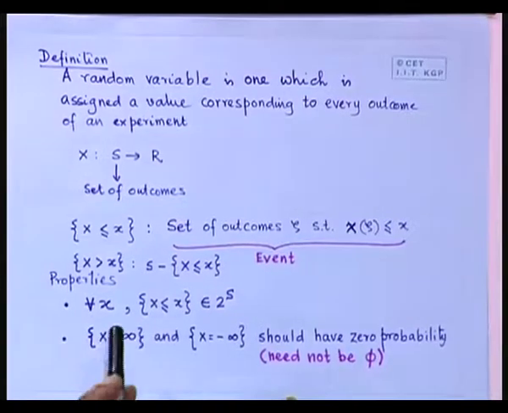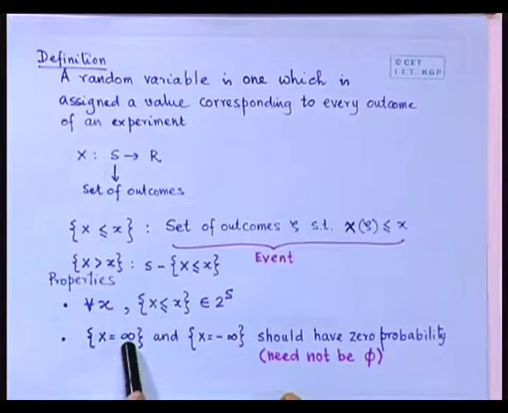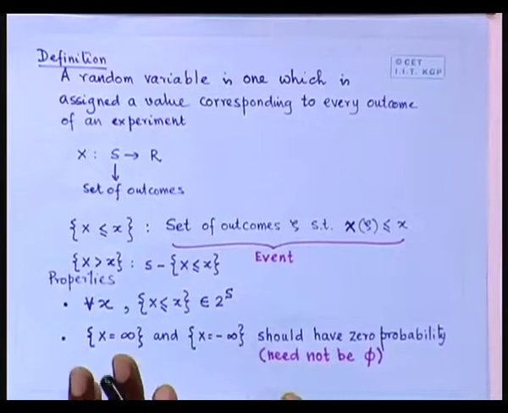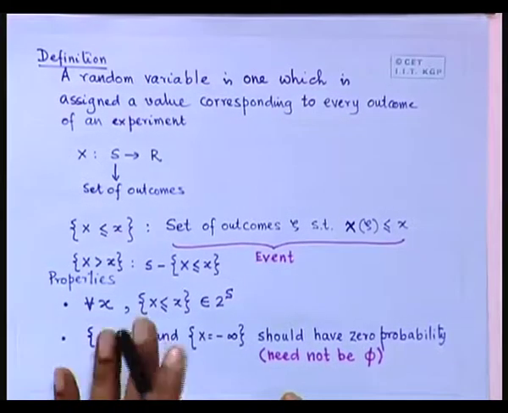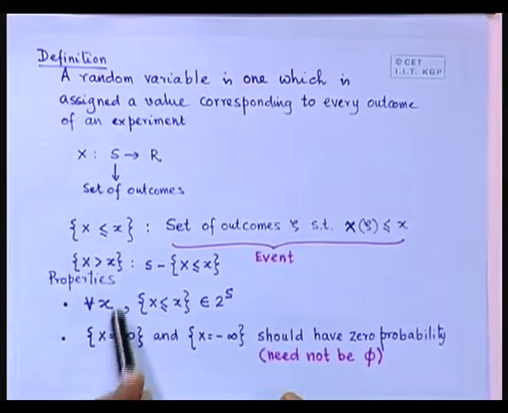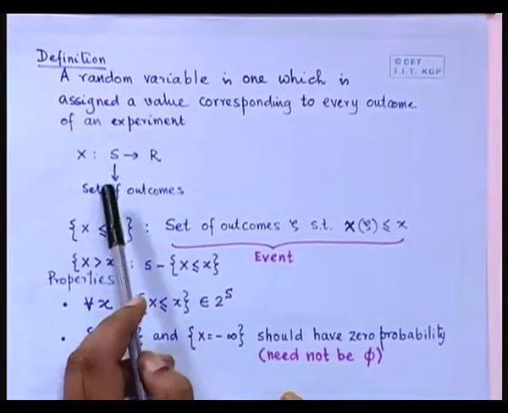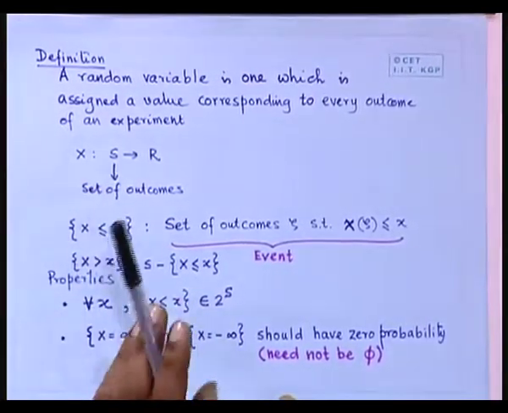That is why this is needed, and you should assign this function in such a manner that the value of X at infinity and the value of X at minus infinity should have 0 probability. These are the properties that you should obey. These are very mild properties. Most of the functions will actually obey them. So, simply speaking, a random variable is a function of the outcomes of an experiment.